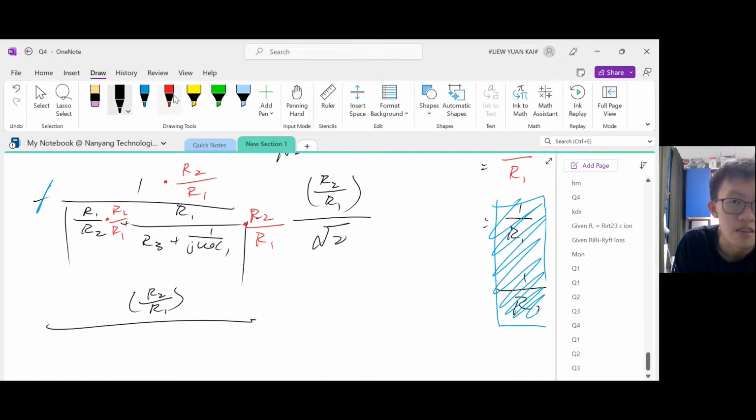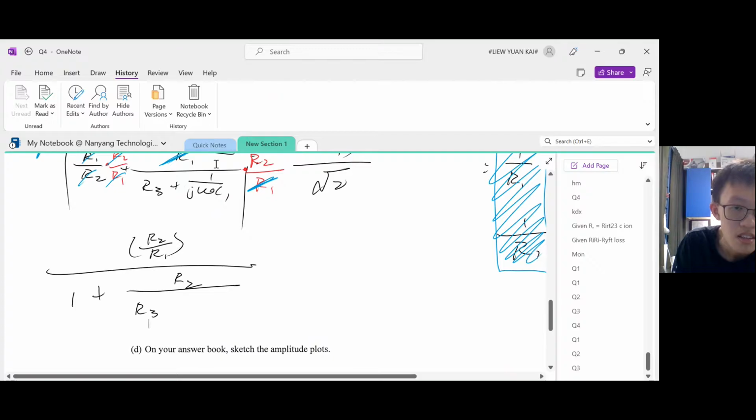And then look at this. The beauty is that this can cancel with this perfectly. This can cancel with this perfectly. So altogether, that becomes 1. This cancels, this cancels, this becomes 1 plus. Now look at this. This cancels with this, leaving behind R2 over R3 plus 1 over j omega C1.